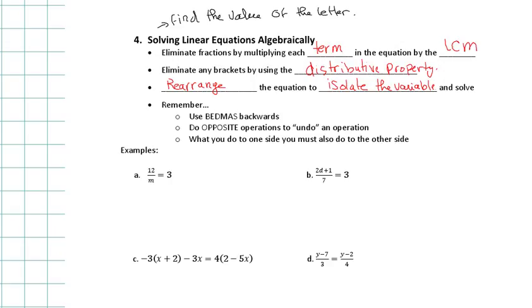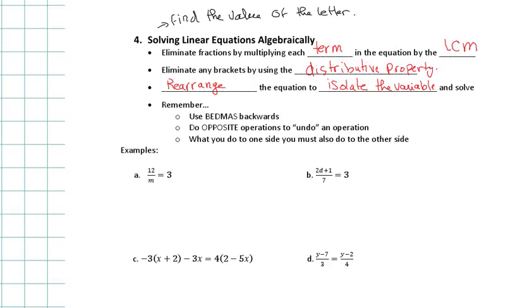Let's look at the first example. What do I have? I have 12 divided by m equals 3. What letter am I going to be solving for? M. That's my only letter. If I want to solve for m, where should it be, in the denominator or in the numerator? In the numerator. You can't solve for m while it's down there. Otherwise, the solution will be for 1 over m.